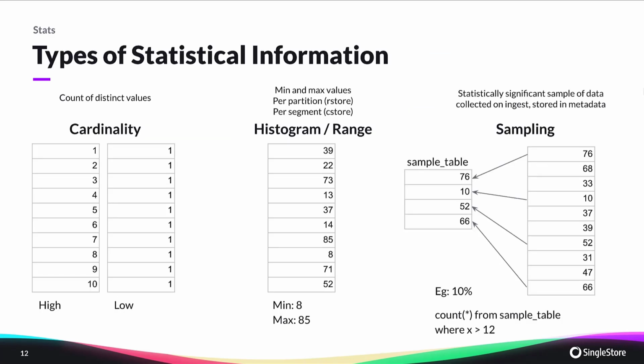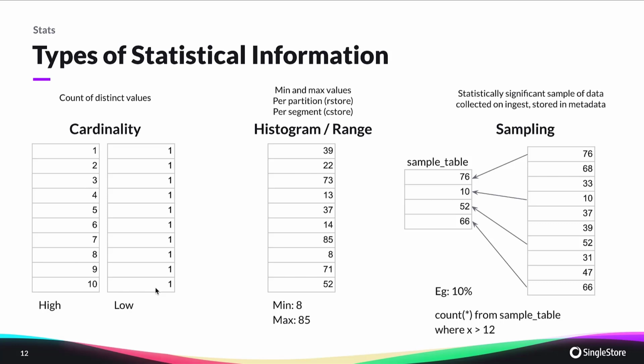All right, I mentioned statistical information before. This is how our optimizer makes informed decisions. Well, there are 3 different types of stats that we can collect. And some of these can be collected automatically, which we'll discuss later. But for now, let's just look at the types. So the first type is a cardinality stat. A cardinality is a count of distinct values.